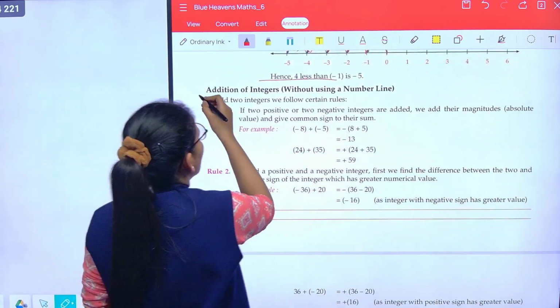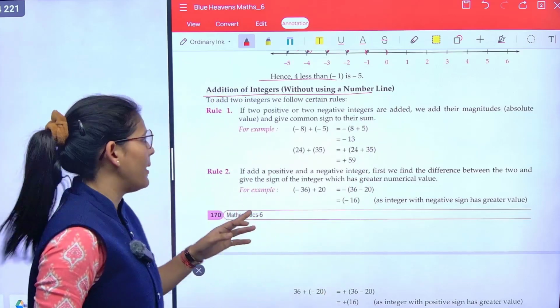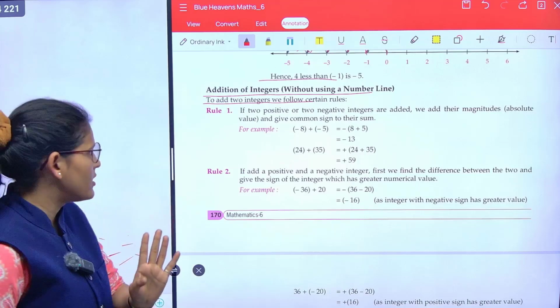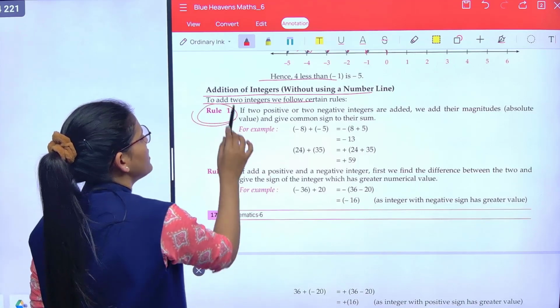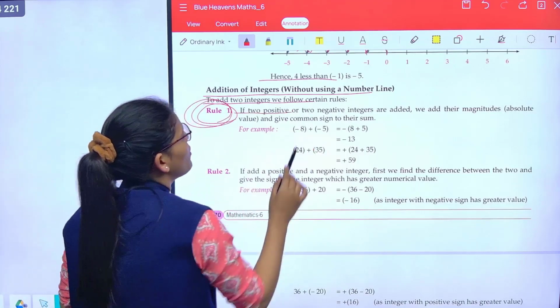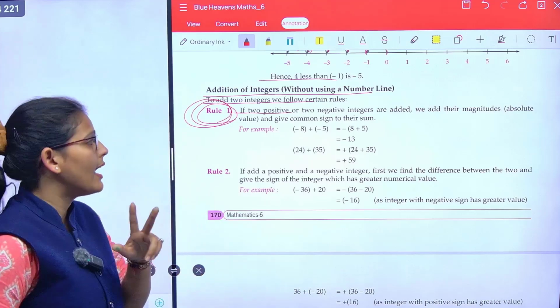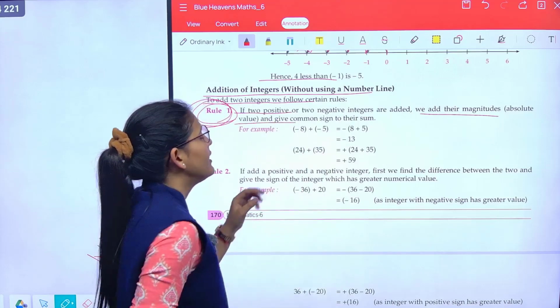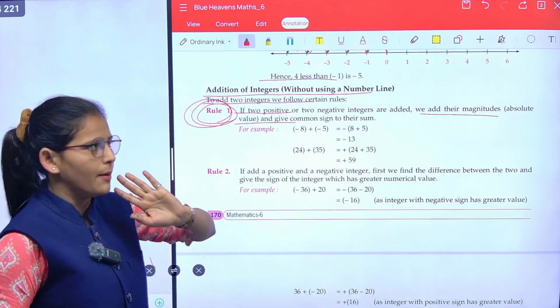Now class, addition of integers without using a number line. To add two integers, we follow certain rules. Class, we have some rules for adding them. You can see rule number 1: if two positive or two negative integers are added, we add their magnitudes, absolute values, and give the common sign to their sum.